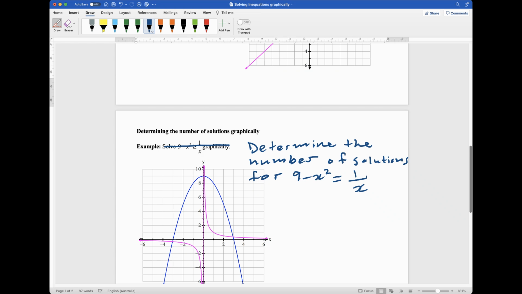Okay, so we graph the parabola and the hyperbola on the same axes, and you can see here we can work out the number of solutions, which is just the number of intersection points. So there's one there, that's 2, and there's another one there. So you'd say just 3 solutions for that one.